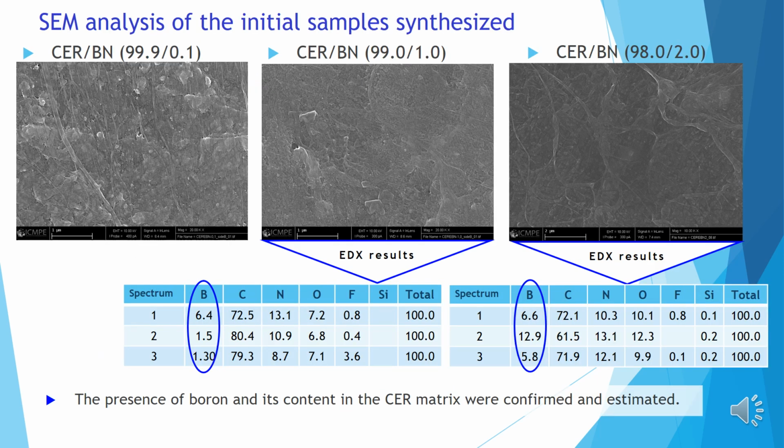And then we made SEM investigations of the films produced to study the morphology of the films and to estimate the amount of BN component inside the initial films. Using EDX spectroscopy measurements, the presence of boron and its content in the corresponding CER matrices was found. By the way, a strong dependence of the boron element inside the CER film produced on the initial amount of BN content was found.